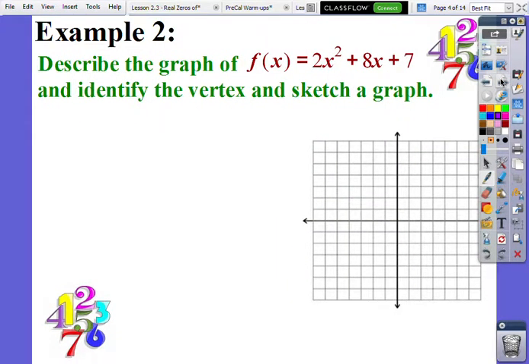Okay, let's look at this form. So this is standard form. I can't look at this one as easily and tell my vertex. I can tell that this graph is opening up. So because I know that this graph is opening up, that's going to kind of help guide me.